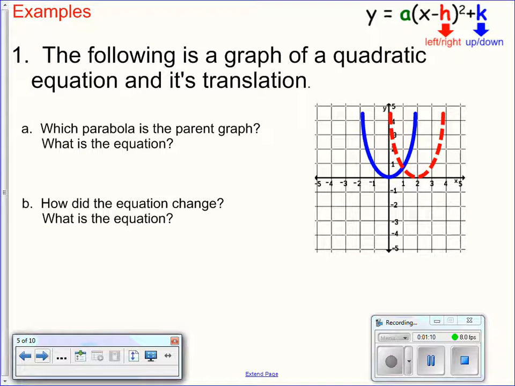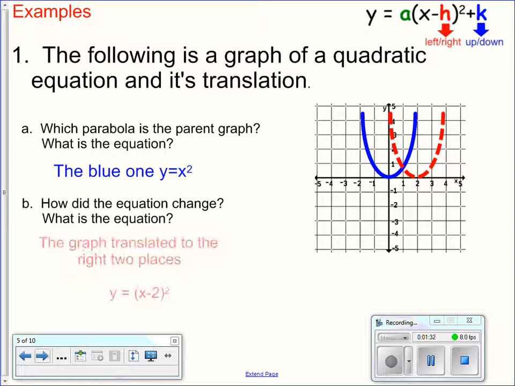So for example, the following is a graph of a quadratic equation and its translation. So the blue line here is the parent graph. That's y equals x squared. So that's the equation of that one. And then the red line, see how it moved over? It kind of slid right over 2 places to the right. So the equation changed by saying y equals (x minus 2), even though it's going right, squared.